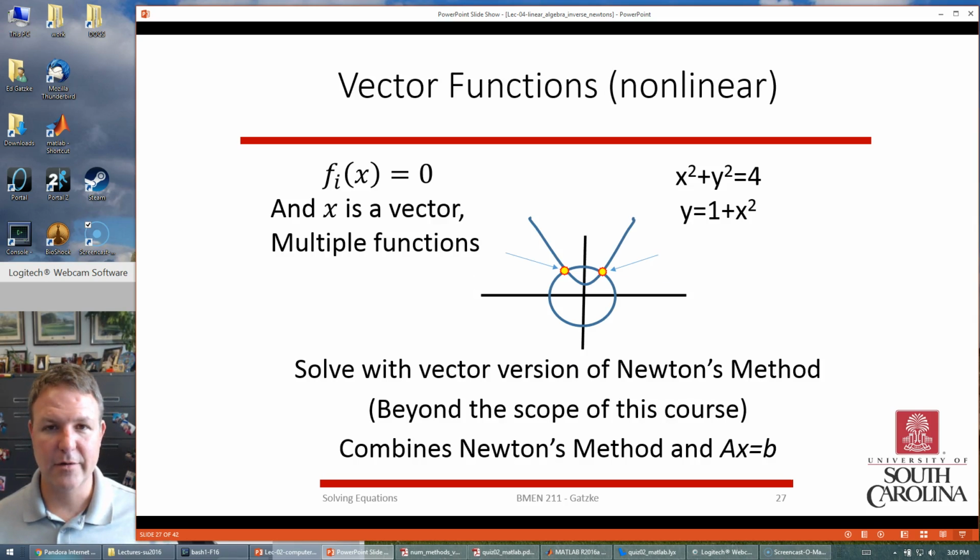There are vector nonlinear functions. You could imagine the equation for a circle and the equation for a parabola. These are functions of x and y. You could set this up to try and solve for the points where both equations are satisfied. It's again beyond the scope of this class, but basically it's a Newton's method where you solve Ax equals b at each step. Instead of a simple linear solve, you have a multivariable linear solve for each iteration. But we're not going to talk about that. Just realize you could solve sets of nonlinear equations in special cases with the right kinds of methods.